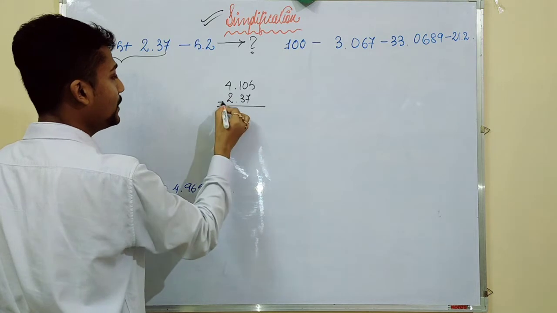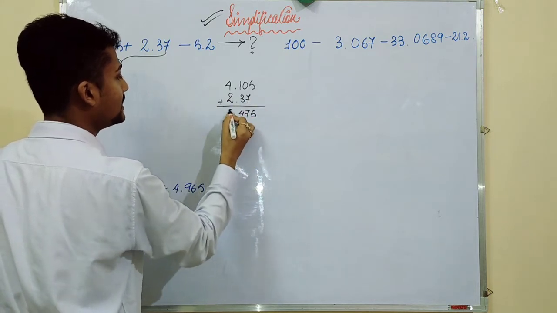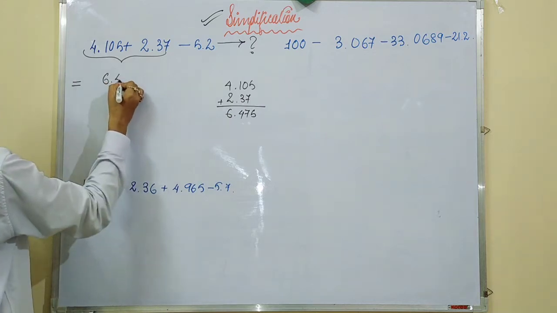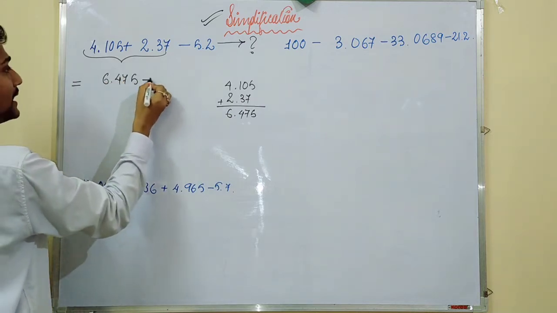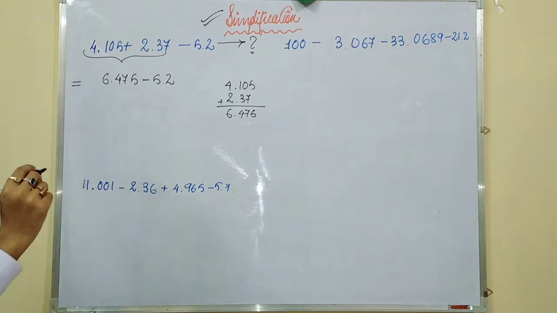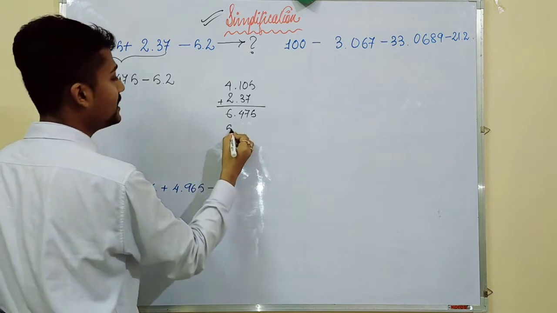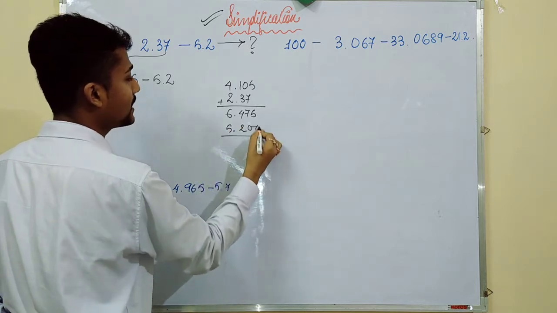2.37. So if I add them, how much will I get? 5, 7, 4, 6. So I will get 6.475 minus 5.2. If you remember BODMS, then we add first, isn't it? So then I will do subtraction. 5.2. If I subtract, how much will I get?